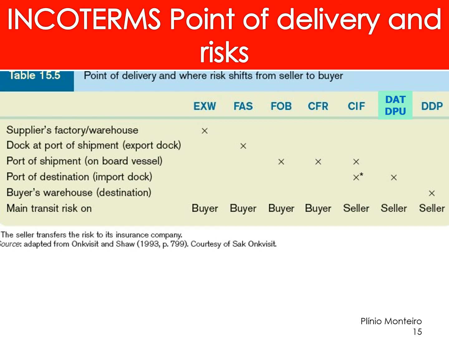In the case of the delivered at terminal or delivered at place unloaded, basically the responsibility will be transferred to the buyer in the port of destination. And the main difference between these two is that in the delivery at place, basically the seller will not be responsible for unloading the products. And in the case of delivered at place unloaded, the seller will still need to unload the products to transfer the responsibility to the buyer.